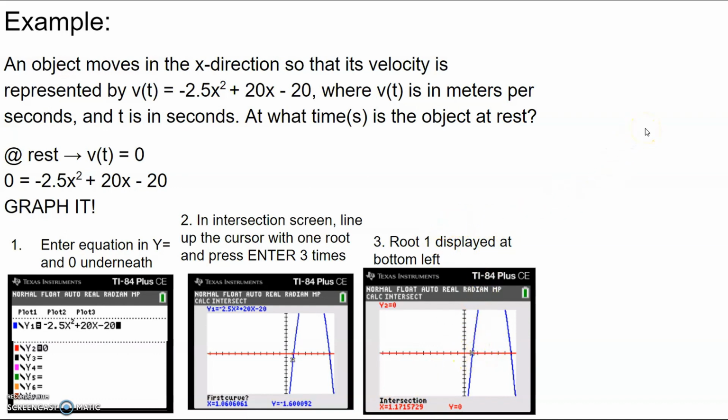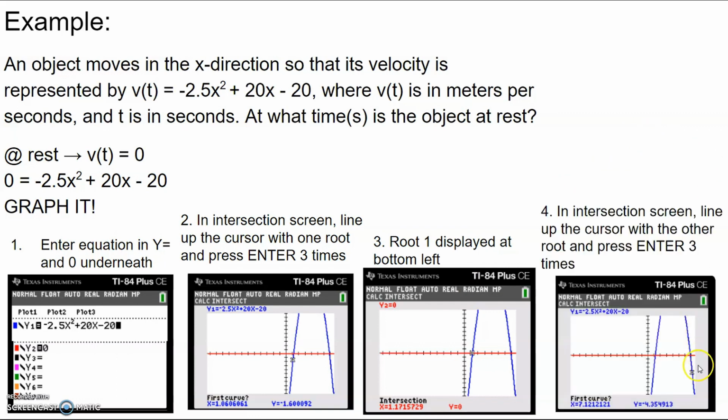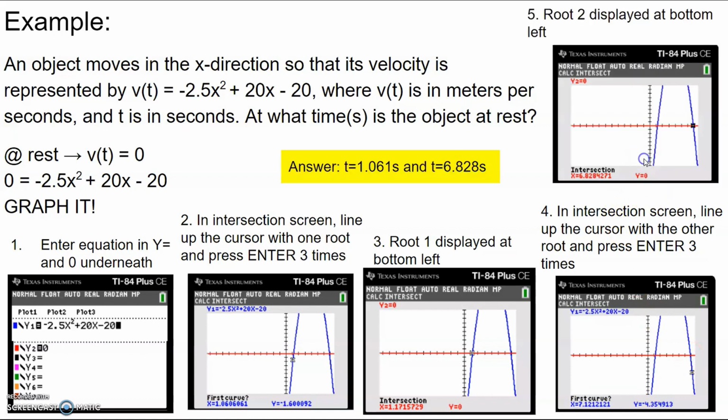And then press second, trace 5 again, and then this time you move the cursor so that it's on the second root. Press enter 3 times there, and then you get the second root location at the bottom left right there. So we successfully found both of the roots at t equals 1.061 seconds and 6.828 seconds in the context of the problem. So using our calculator, we successfully found the roots of this quadratic equation, in which if we were trying to do another method, it would probably be much more difficult.